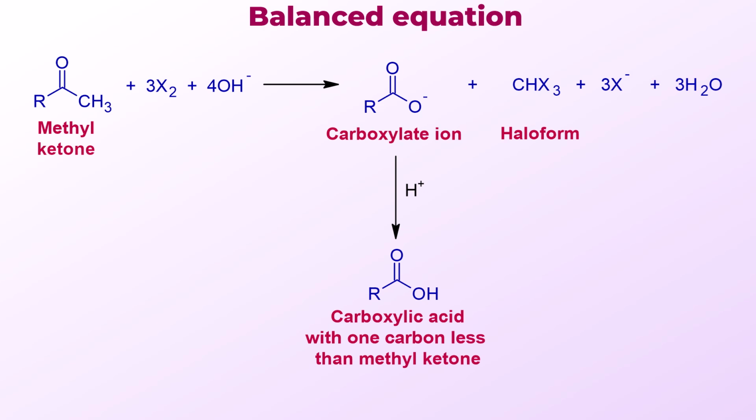Therefore, the balanced equation can be written as shown. For 1 mole of a methyl ketone, 3 moles of halogen and 4 moles of hydroxide ions are consumed to produce 1 mole of haloform, 3 moles of halide ions, 3 moles of water molecules, and 1 mole of carboxylate ion.